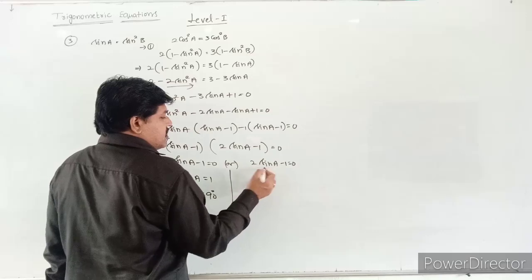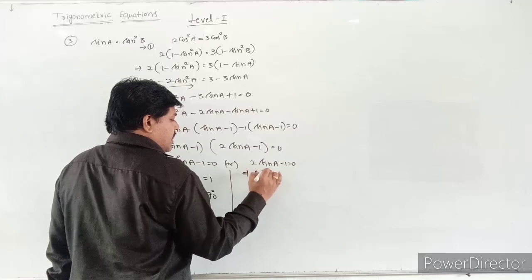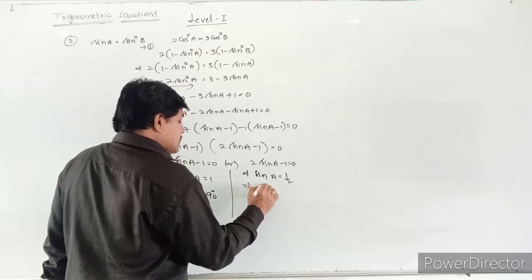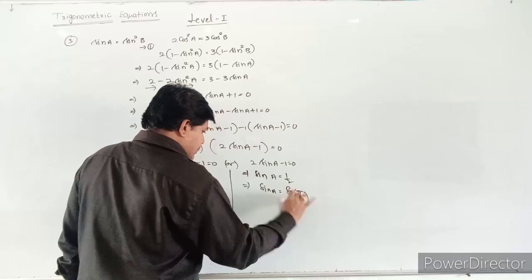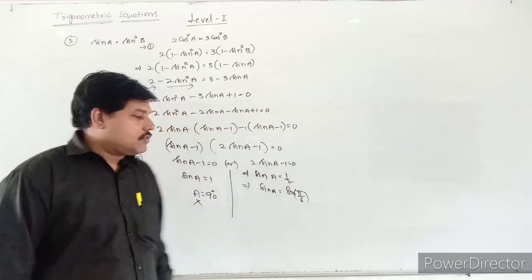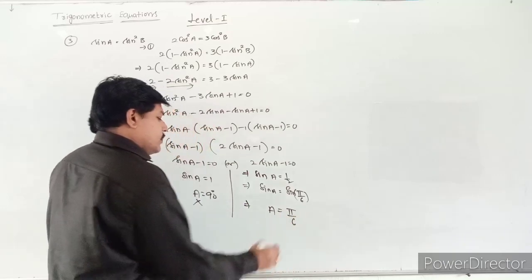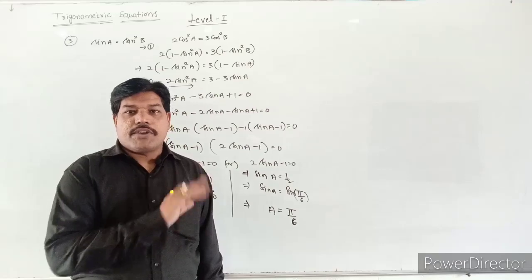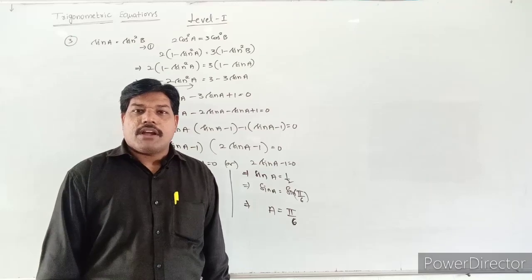So what is the second case? 2 sin A is equal to 1, so sin A is equal to 1 by 2. That implies sin A is equal to sin of pi by 6, sin 30. What is the question? They are asking for the principal solution or general solution. They are asking for the principal solution. So A is equal to pi by 6, which is the principal solution of the given trigonometric equation.